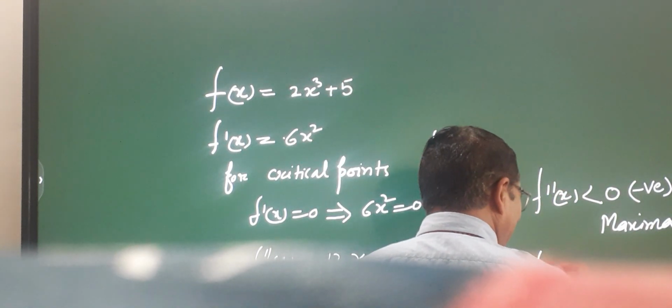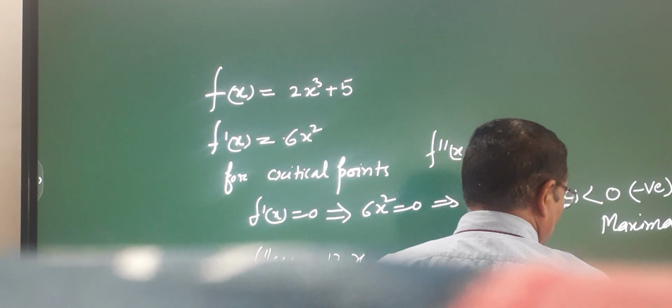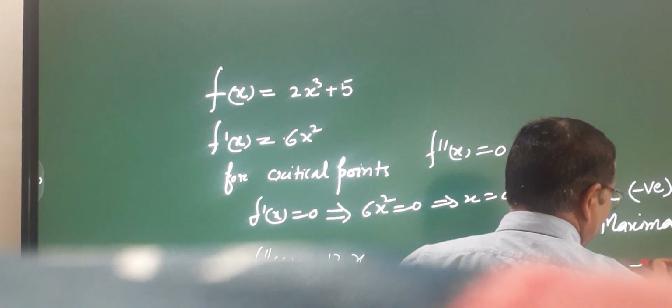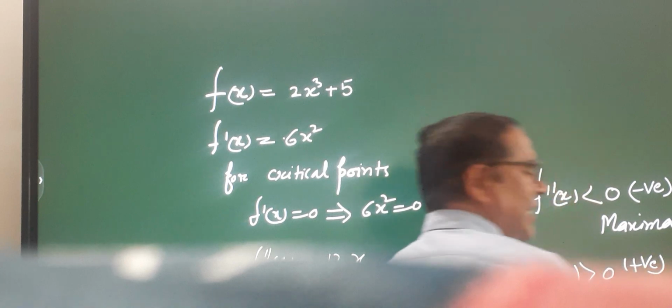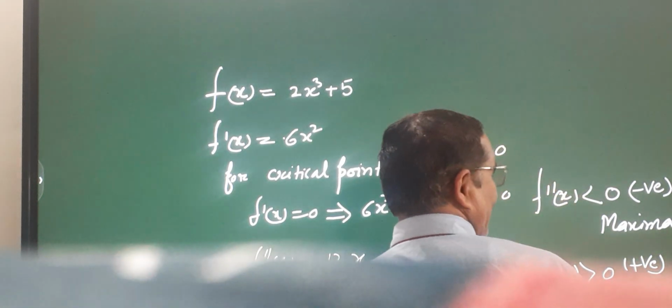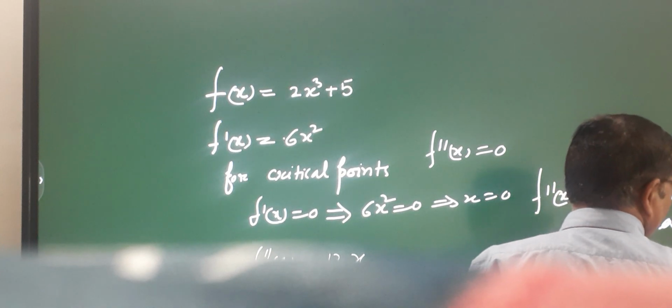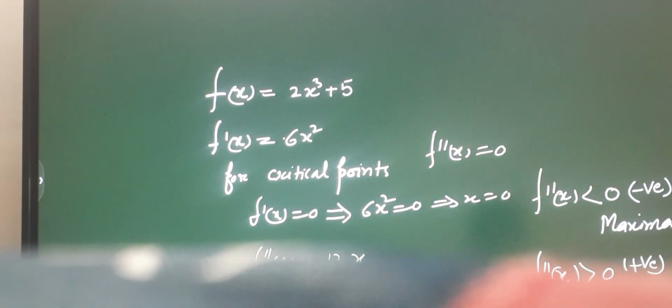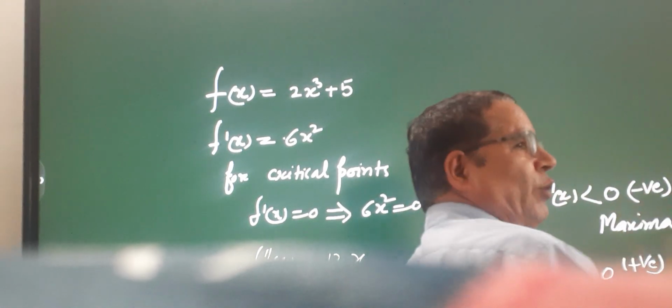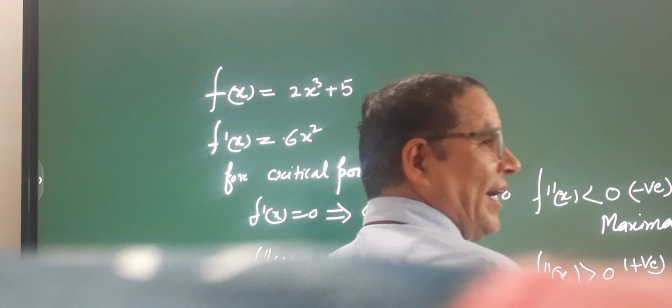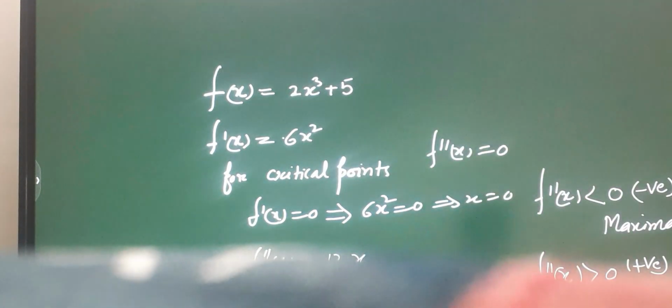And if f''(x) is greater than 0, that is positive, then the value will be minima, already discussed in the previous lecture. But here, among these two, we are getting neither. We are getting 0. So if we get 0, you have to go for the third derivative.